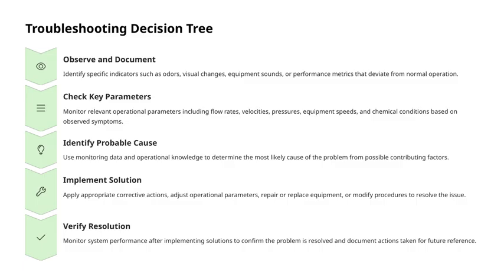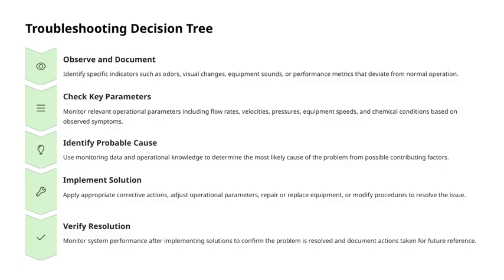First, observe and document what's happening around you. Look for specific indicators like unusual odors, visual changes in equipment or products, strange sounds from machinery, or any performance metrics that seem off from normal.